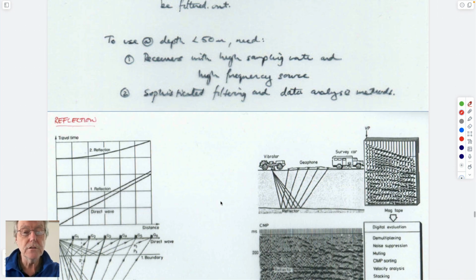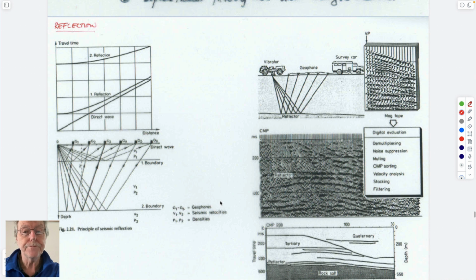And seismic reflection is just the opposite. So this uses exactly the same idea as radar. You have a transmitter of an acoustic wave, not radar, and you have a receiver. It might be at the same location.